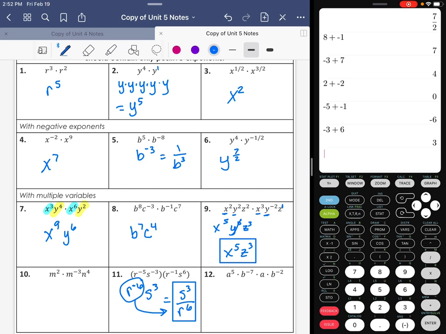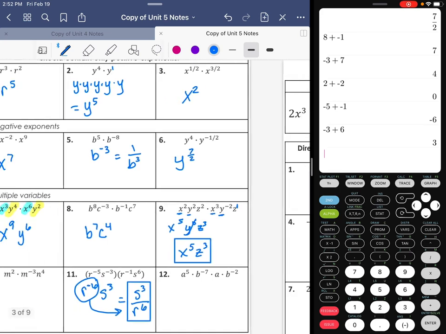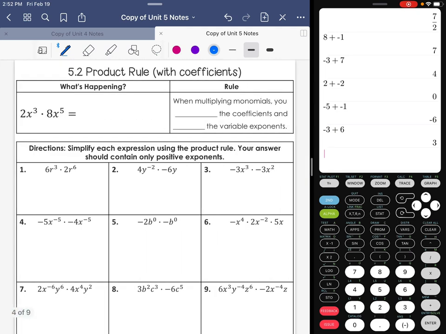All right, so 12 is kind of like a combo of 11 and 9 or 11 and 8. So do that one. And 10 is also kind of like 11. On the next page, we've got the product rule with coefficients. So when you have the product rule with coefficients, you have to keep the coefficients separate. So you are going to do something with the big numbers and then something with the exponents and variables. Okay, so it's like having two different problems put together.